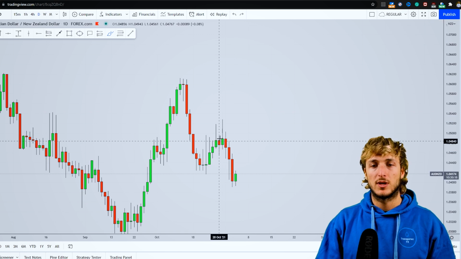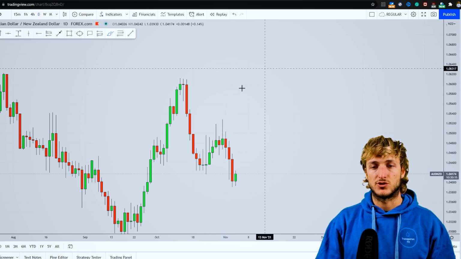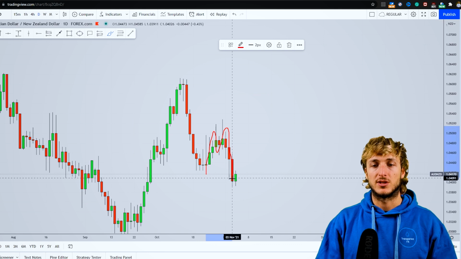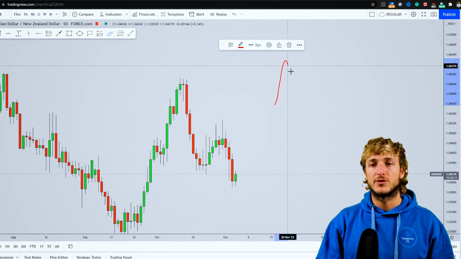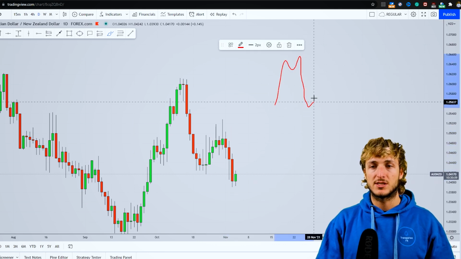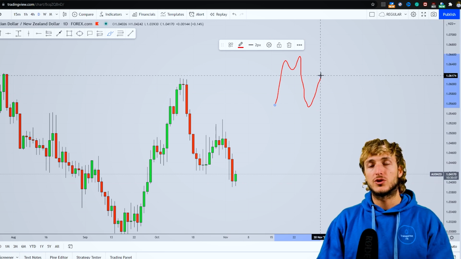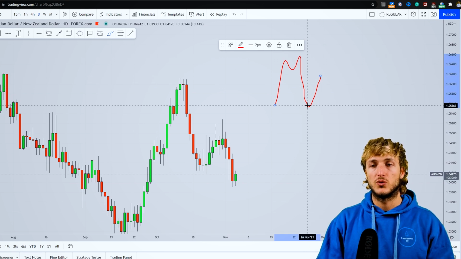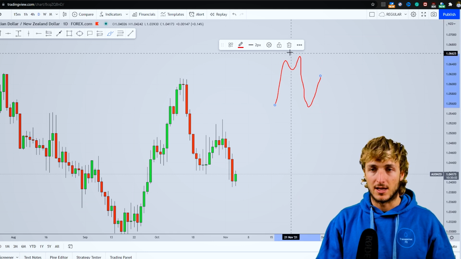However, at the moment, what we can see is that in then creating this rejection to the downside, the market has also printed an M pattern. And in general, after the creation of an M pattern, what you want to see is the market create a move to the upside to retrace at least to the 0.32 of the Fibonacci taken on the daily impulse.